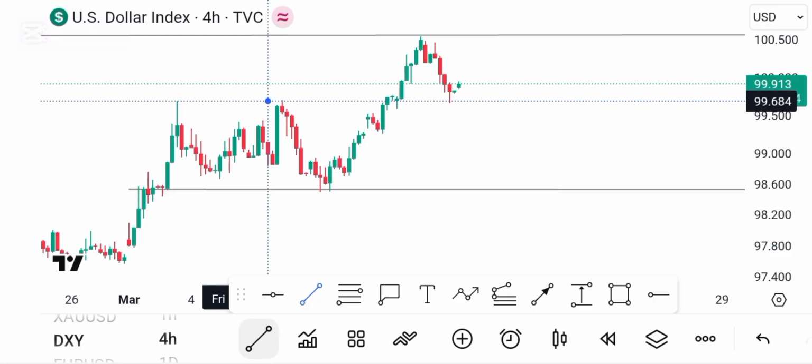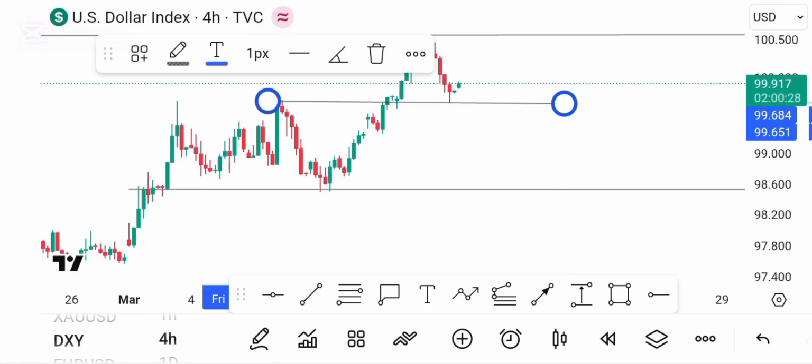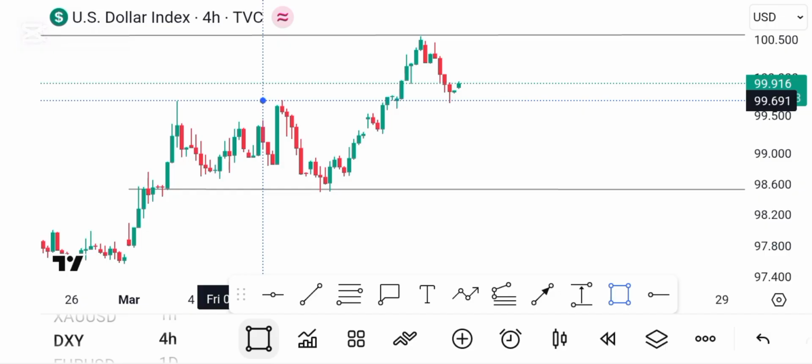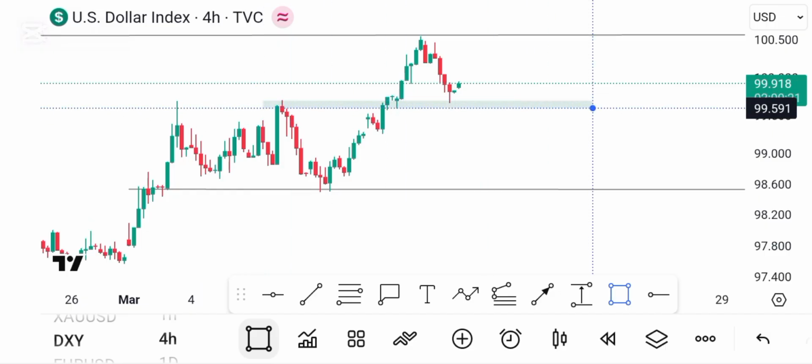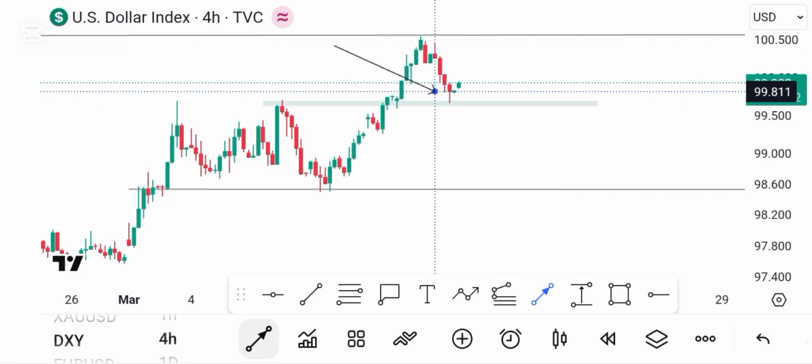We had price break the structure here. Let me use this horizontal line to spot out the level. So we have price broke this resistance here and went all the way up, tapped at the resistance of the closing session of the previous week, right? And then we currently have price retracing back.